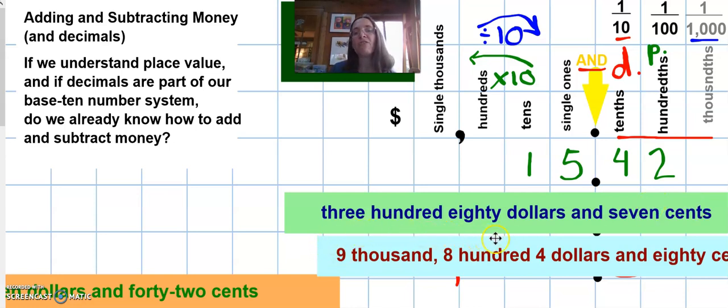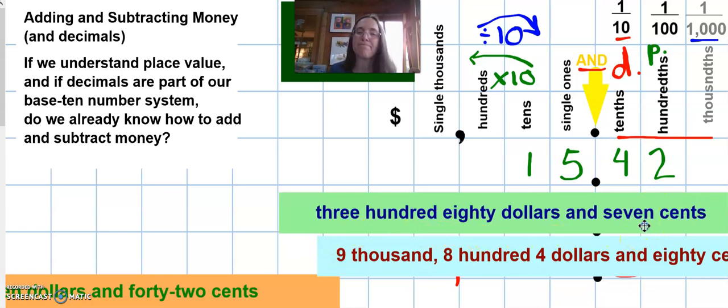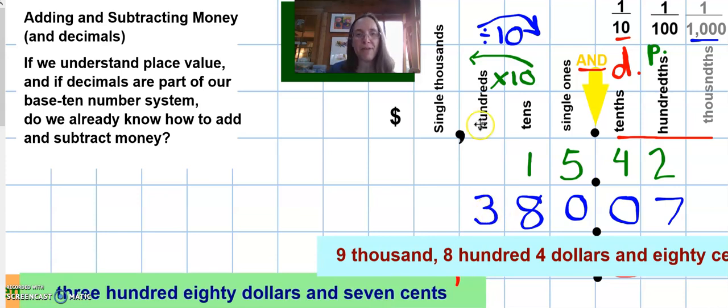How about $380.07? Let's see. Well, here's my 3 in the hundreds place, my 8 in the tens place. I don't have any single dollars, so there's that handy zero just hanging out there saving me because I need to have a single ones place. Then there's my decimal point, and I don't have any dimes here, do I? No, I only have 7 pennies. And so I have to put that 0 because if I put the 7 right here, it would mean that I had 7 dimes or 7/10ths of a dollar, and I don't.